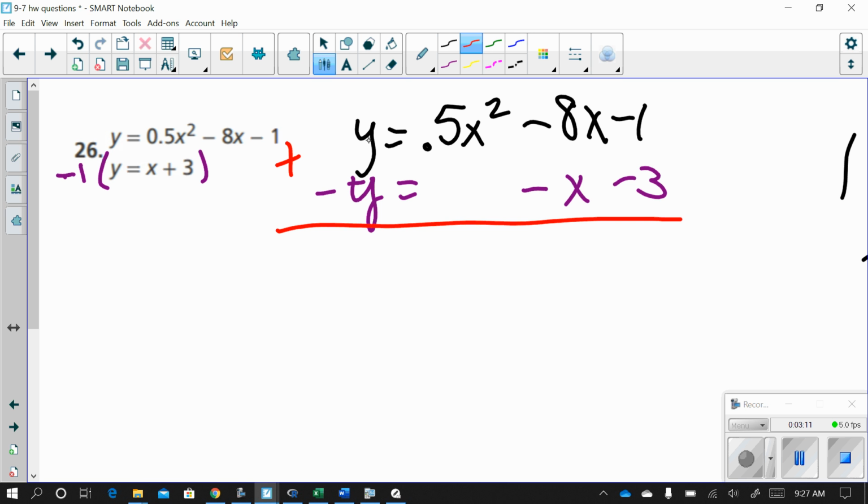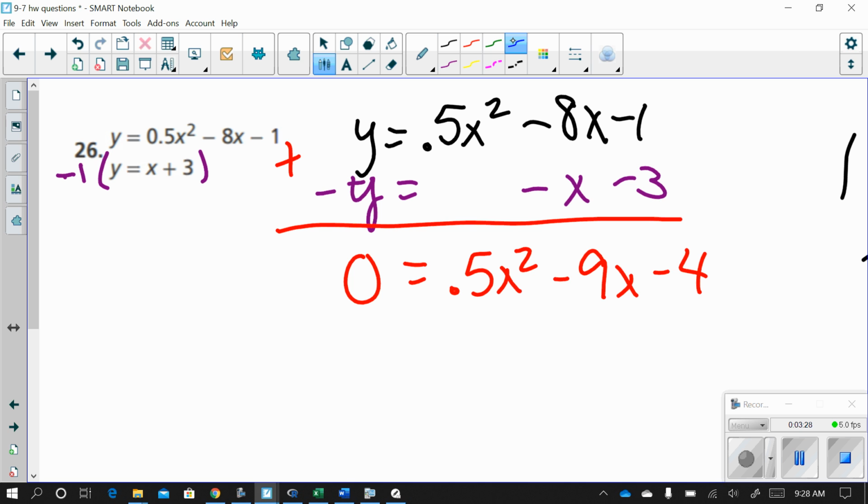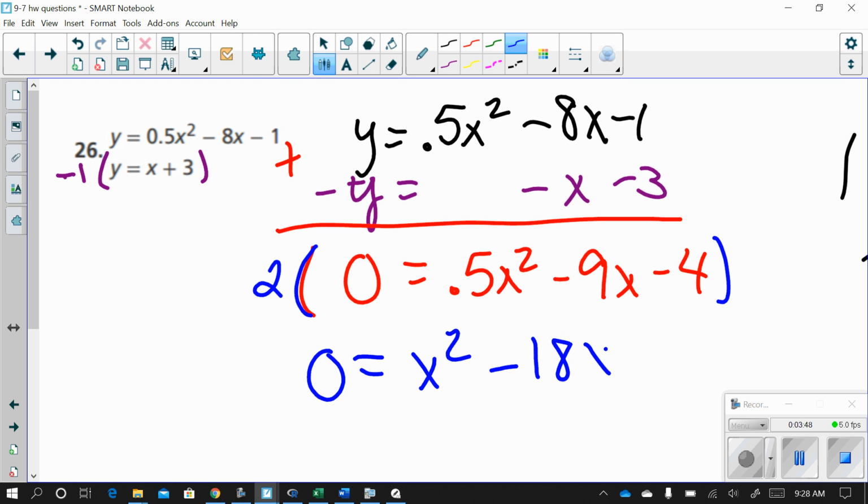When I add straight up and down, my y's cancel, I get 0. I only have 0.5x squared. Then I have negative 9x minus 4. Now we need to solve this for x. I hate decimals when I'm working with a quadratic equation, so I want to get rid of that 0.5. 0.5 is the same thing as 1/2, so to change it to 1, I'm just going to multiply this entire thing by 2. So I get 0 equals x squared minus 18x minus 8.